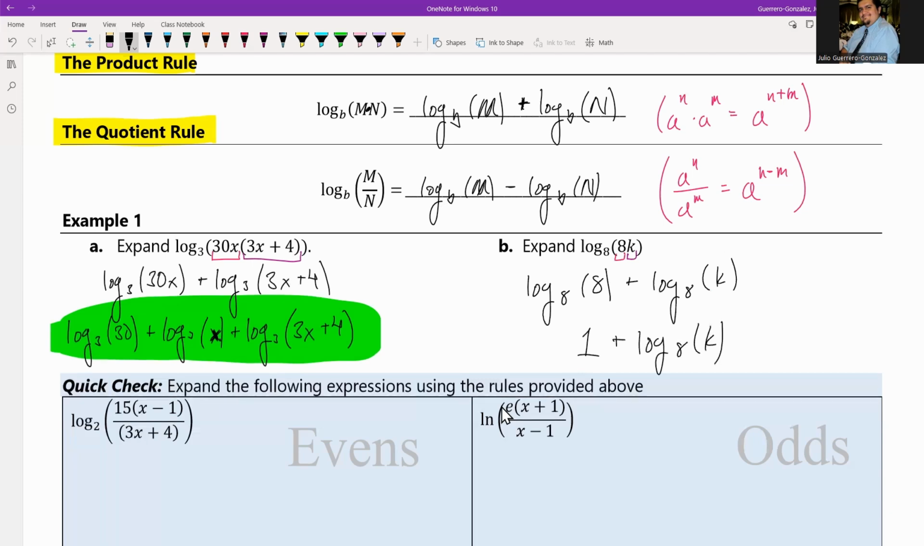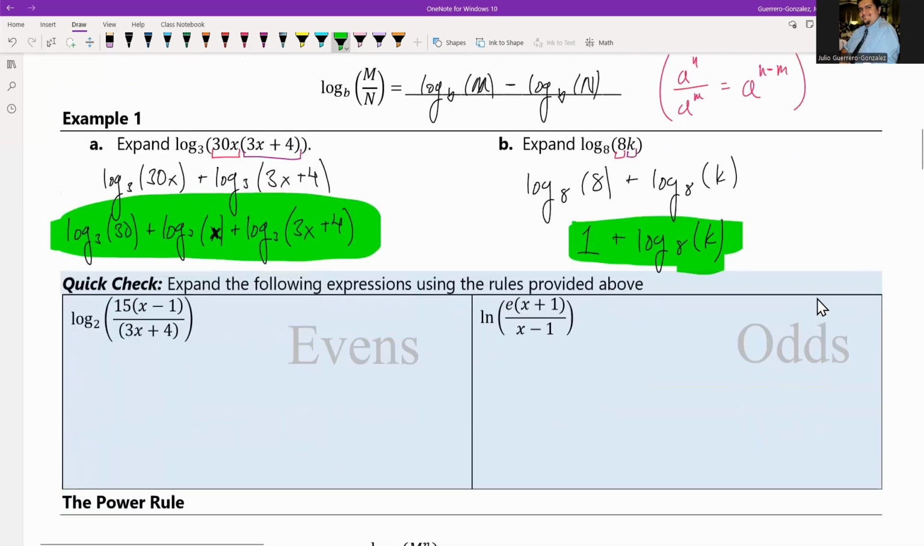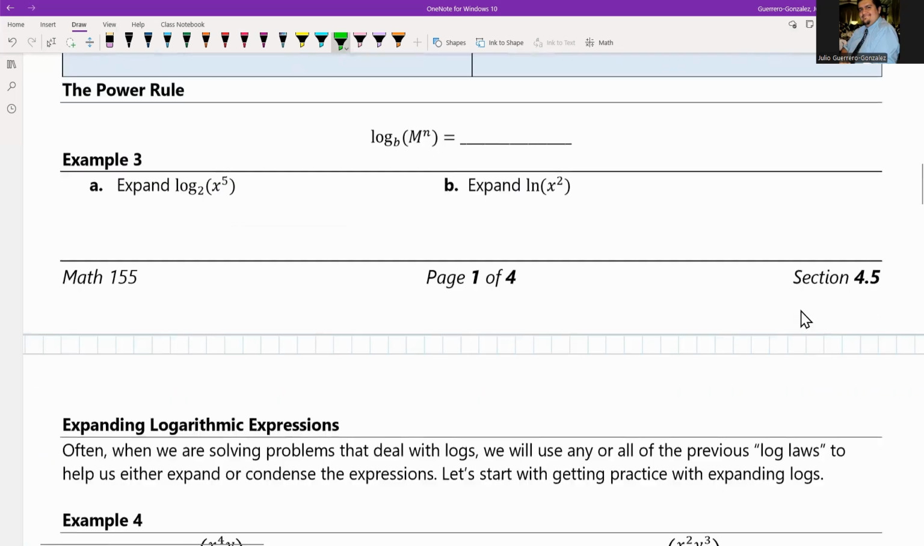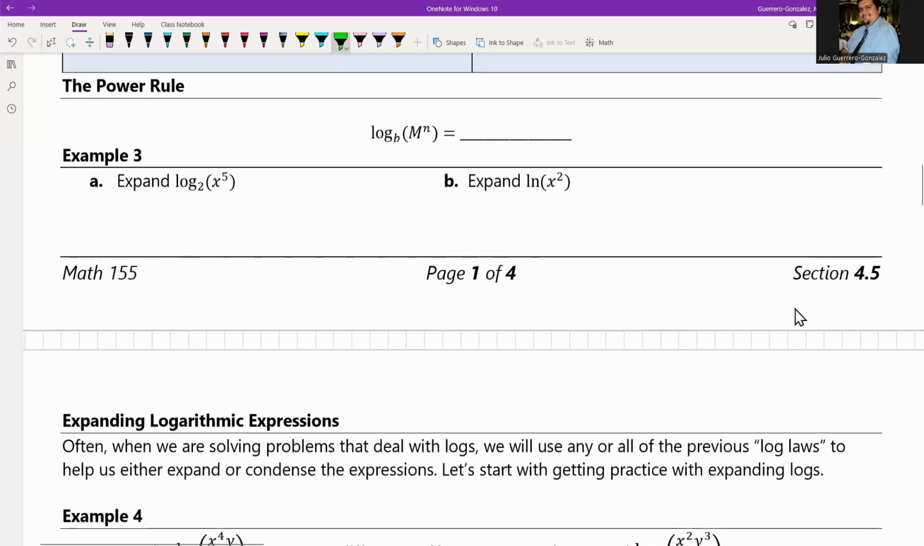Done. This is it. This is as far as I want to take it. Okay? All right. I've got some quick checks for you guys to try. Like I said, we'll do these in class. Next one up, power rule.